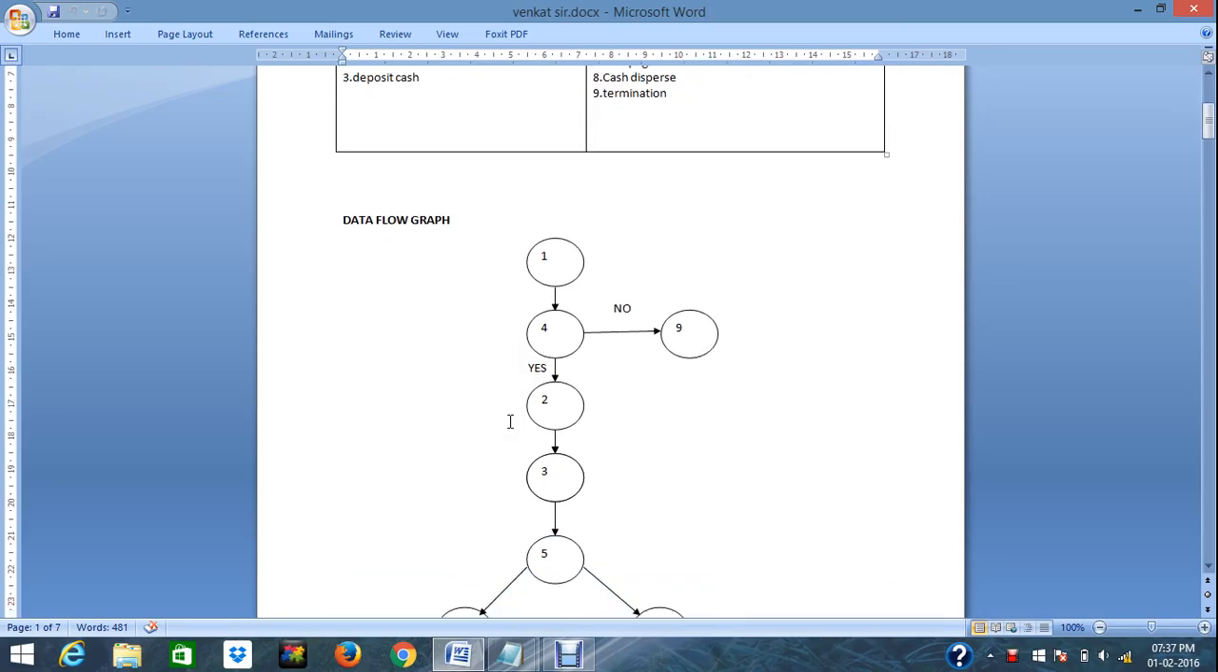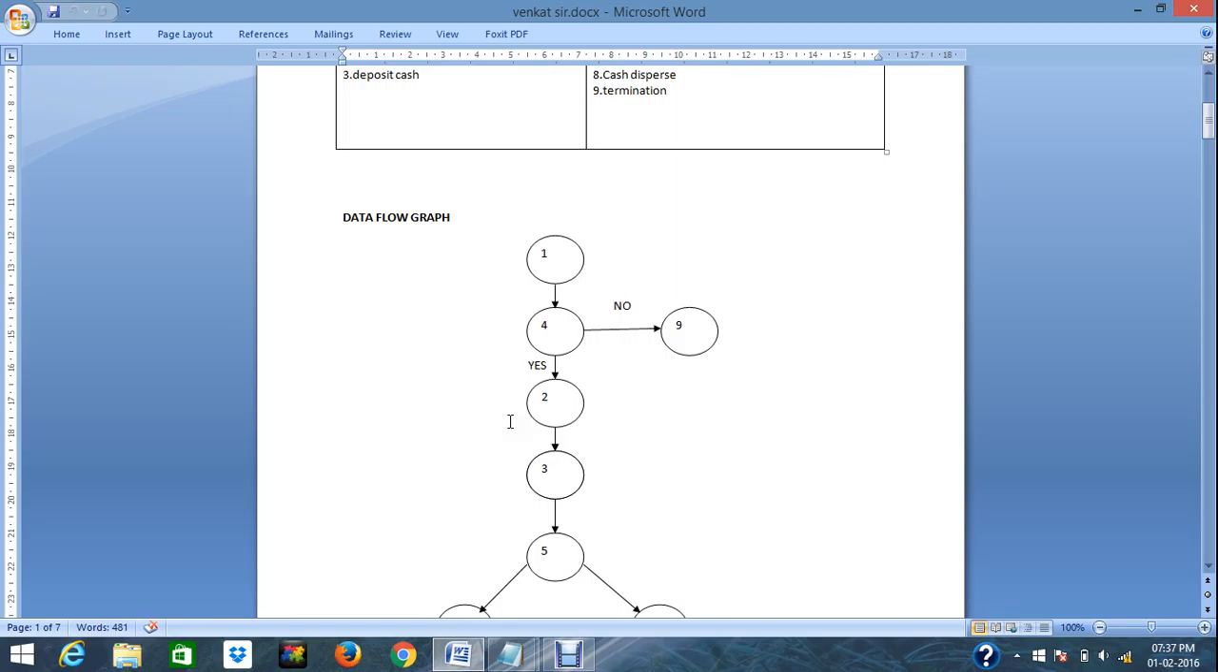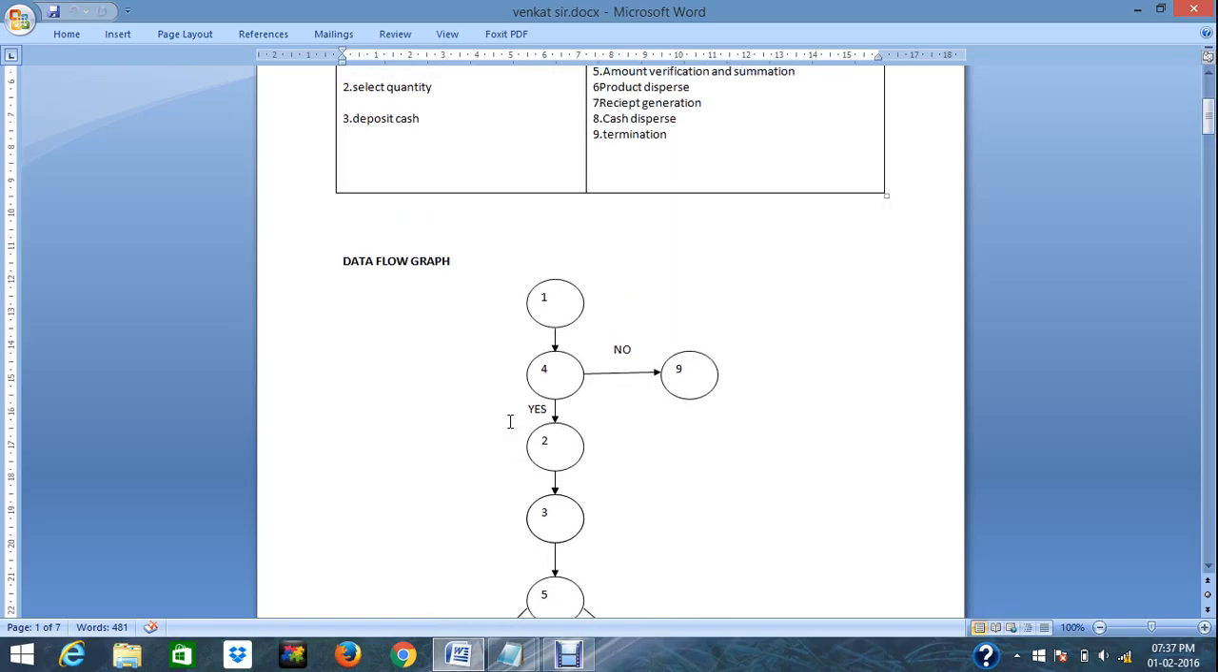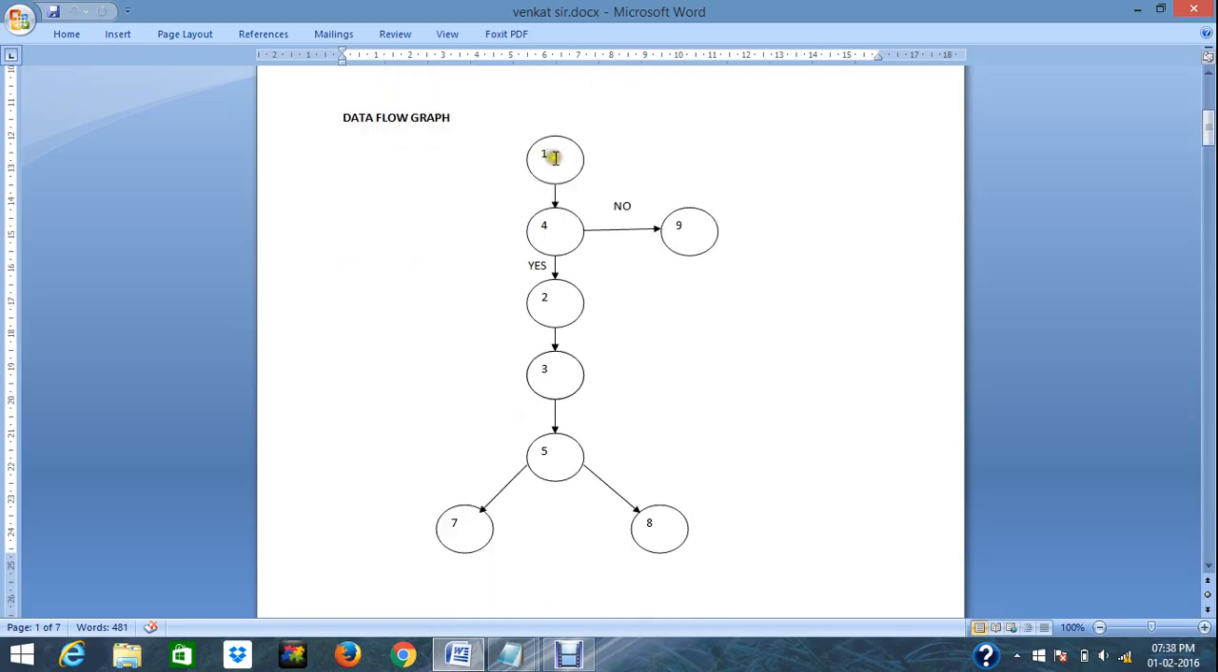Let us see the data flow graph of the vending machine. First is select item, and the item is selected by the user at the user end. Then at service end, the machine will check if the item is available or not. If it is not available, then directly go to termination stage.